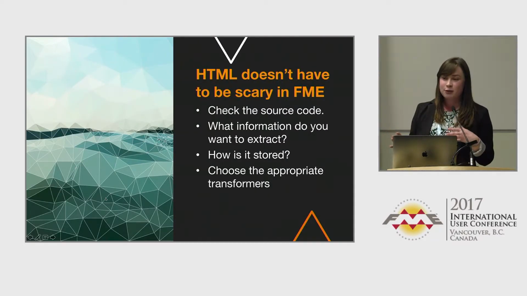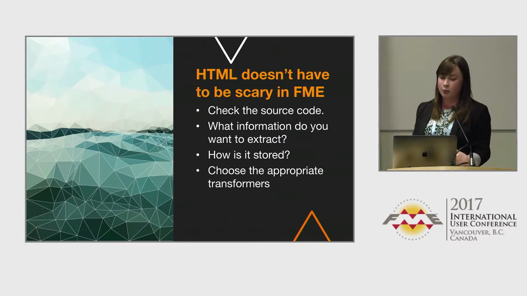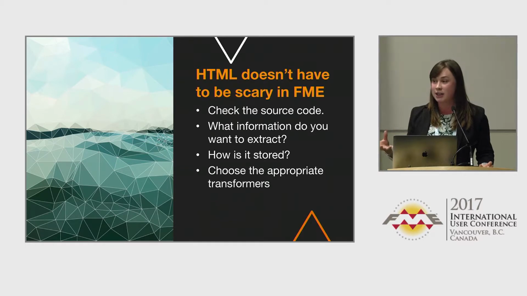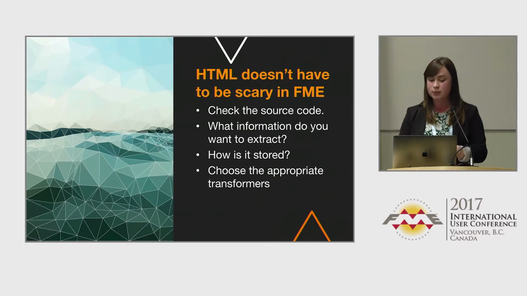So HTML doesn't have to be too scary in FME. At first, when you first look at it, you might think, oh my God, I have no idea how on earth I would pull all of that out. But if you have a look at the source code, if you've got a vague idea of what you're doing with that, you can start to see if the data that you want is maybe in a format that you recognize, maybe JSON, maybe it's text. And then based off that, you can try and work out what might be the best way of doing this.